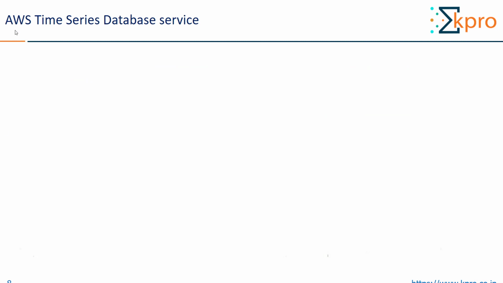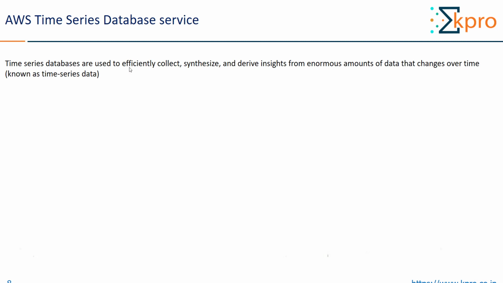Now the other database is AWS Time Series Database Service. What is a Time Series Database? A time series database is used to efficiently collect, synthesize and derive insight from the enormous amount of data that changes over time, also known as time series data. So which database product is available? Amazon Timestream. That is not actually a service, it's a database product of Amazon.